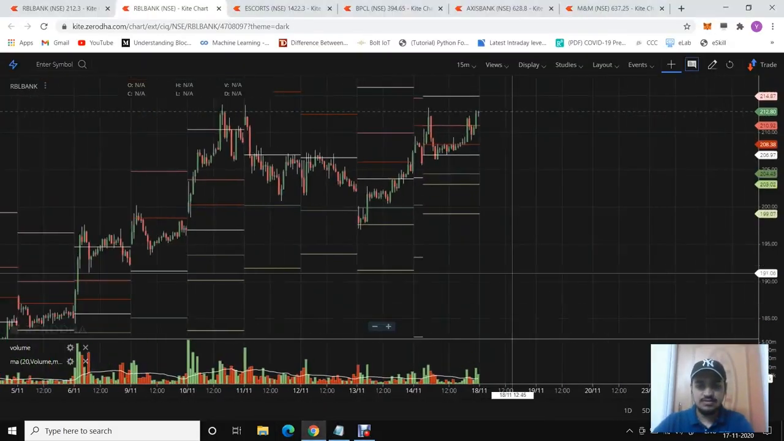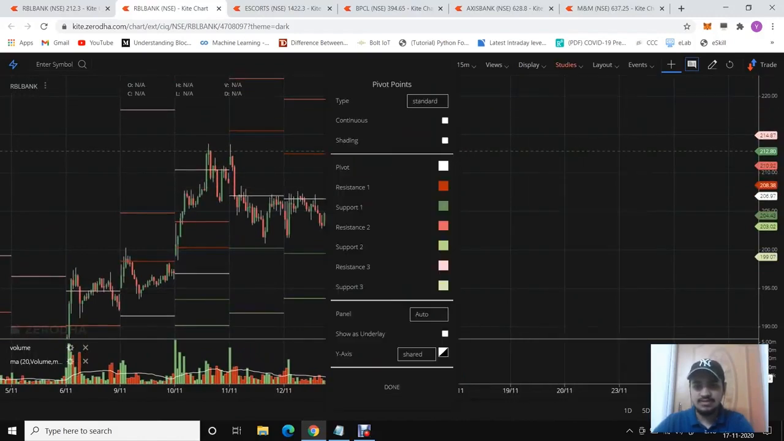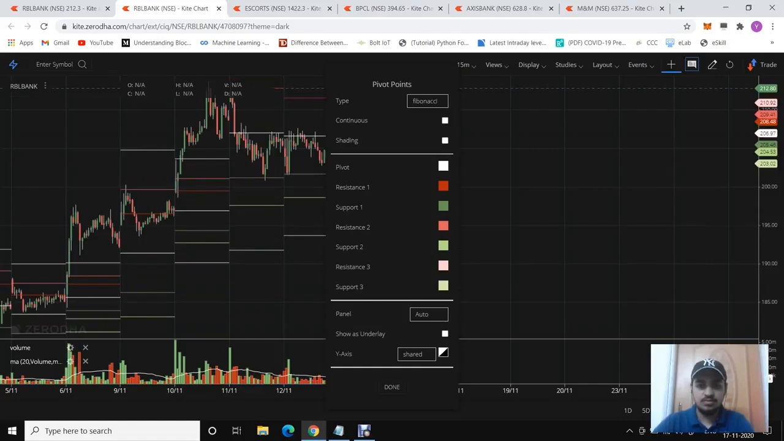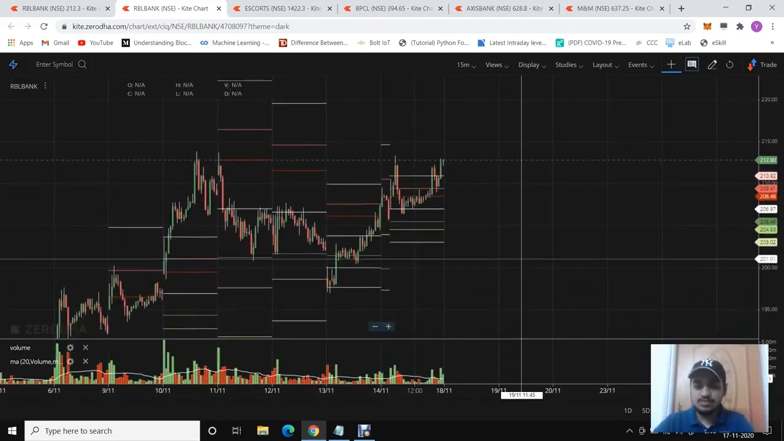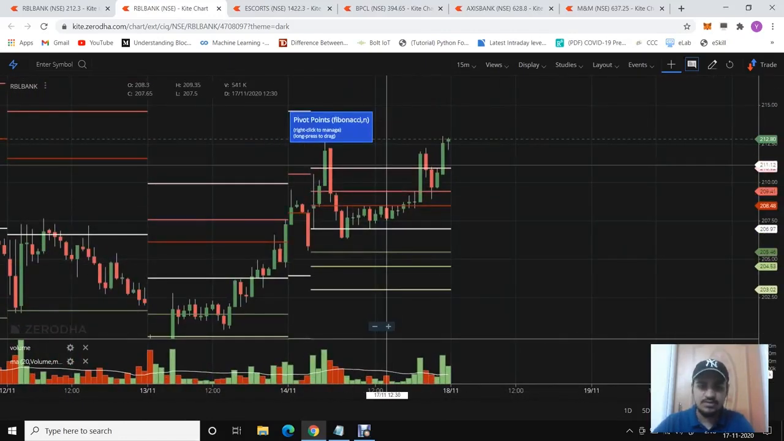So right now what I have plotted is standard pivot point. If you just go back to the studies and select the pivot points again, change the type from standard to Fibonacci, you'll have the Fibonacci pivot points. There's not much difference between Fibonacci and standard pivot points. The Fibonacci pivot points also are almost the same. As you can see there are 7 lines.